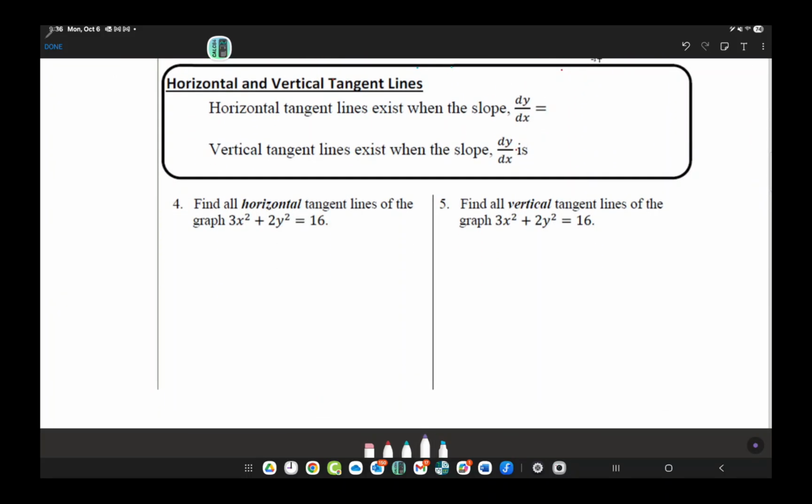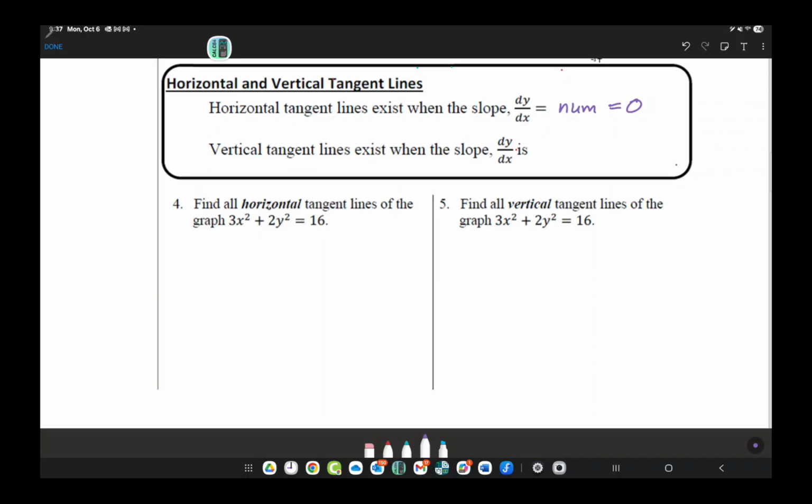All right? When you do implicit differentiation, pretty much every time we did implicit differentiation, we got fractions, right? Will it happen every time? I don't know. Probably. It happens a lot. Now, when you get fractions, when is your tangent line going to be horizontal? What's the slope of horizontal tangent lines? 0. So when is a fraction equal to 0? Numerator equals 0.